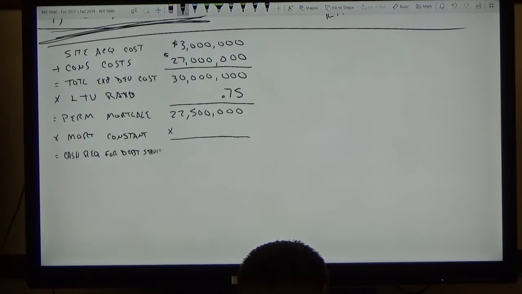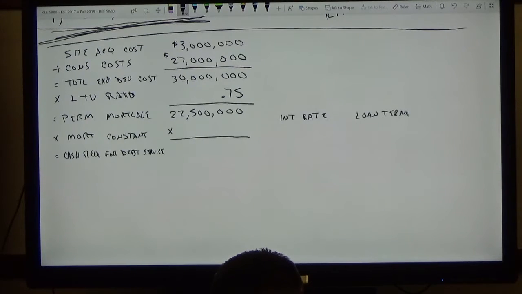Or in other words, our mortgage payment. Okay? All right. So, in order to get the mortgage constant, we need to know two things. We need to know the interest rate on the loan, and we need to know the loan term. Okay? All right, so let's start off. Interest rate. Give me an interest rate. 7%. Okay. And loan term. How many years? 15 years.